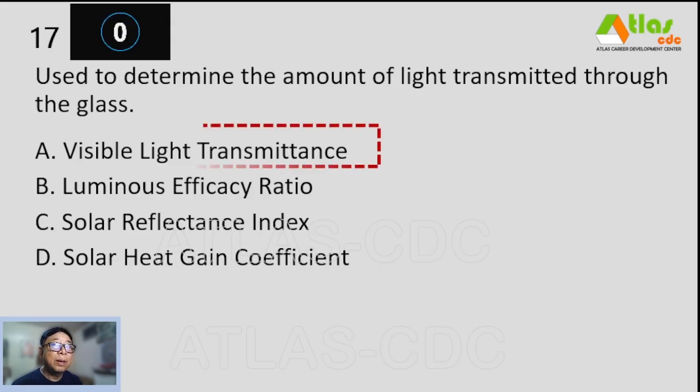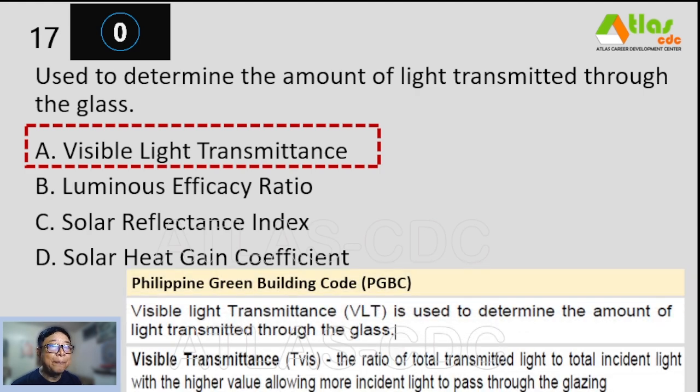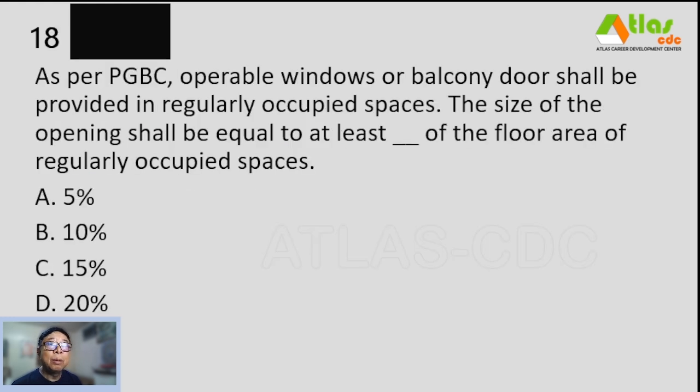And our correct answer is letter A, visible light transmittance. So, visible light transmittance, or VLT, is used to determine the amount of light transmitted through the glass. On the other hand, when you only say visible transmittance, it is the ratio of total transmitted light to total incident light. No? So, total transmitted light over total incident light, with the higher value allowing more incident light to pass through the glazing.